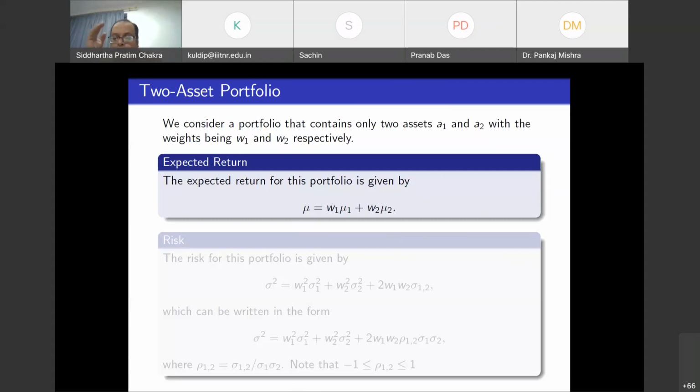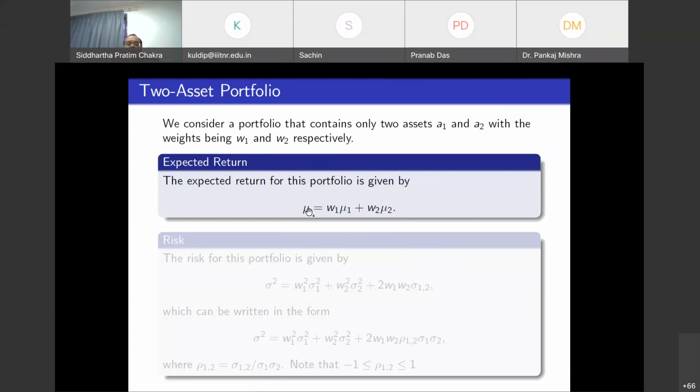Now, in order to have greater clarity on exactly how this can be accomplished using any optimization approach, we consider a scenario where our portfolio has only two assets. Suppose that we have only two assets, A1 and A2, with the respective weights of W1 and W2. Obviously, W1 plus W2 is going to be equal to 1.